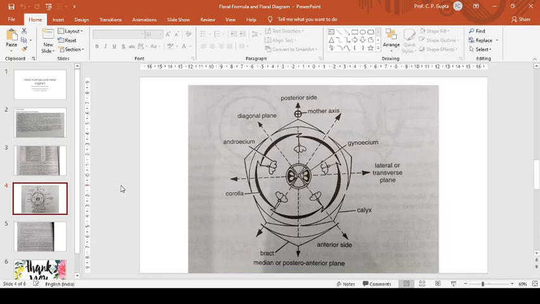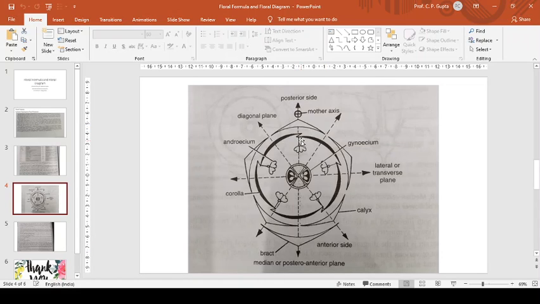If the number of sepals or petals is odd, the floral diagram informs about the anterior and posterior position of the odd sepal or petal. This is the posterior side and this is the median or posterior-anterior plane. This is the anterior side. Type of estivation of sepals and petals.